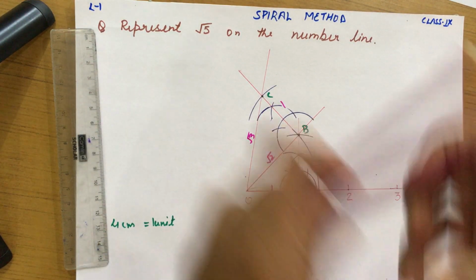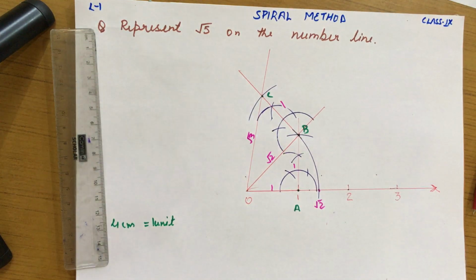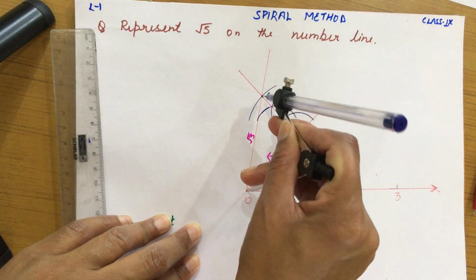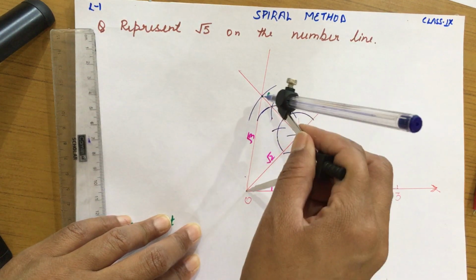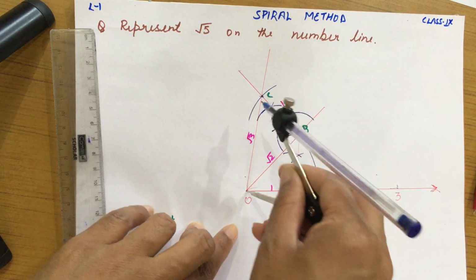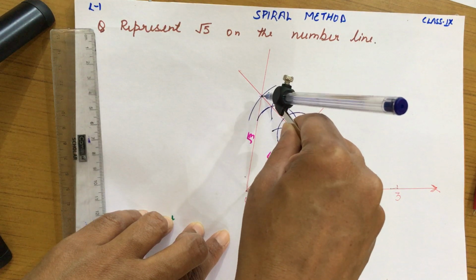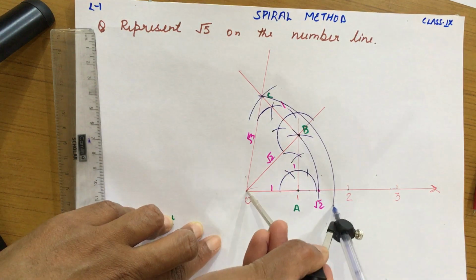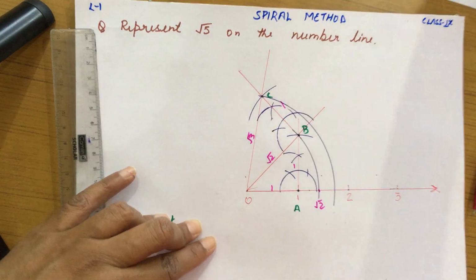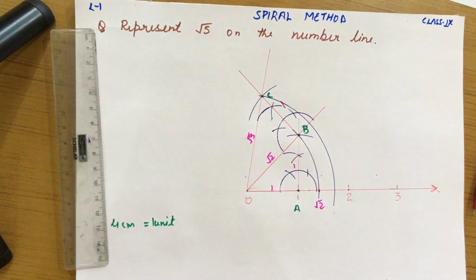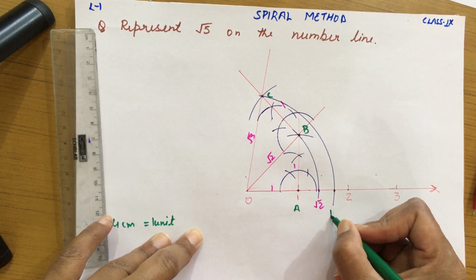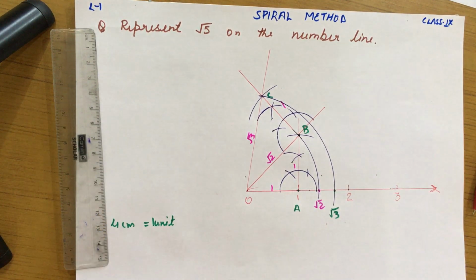Now again you have to represent on a number line. Needle on O point, pencil or pen on C point, but you have to do it in your copies with a pencil only. And then I will join. And this is my root 3. This point is going to be root 3.